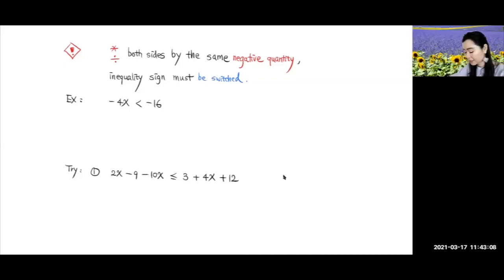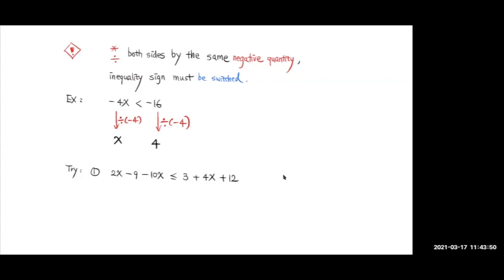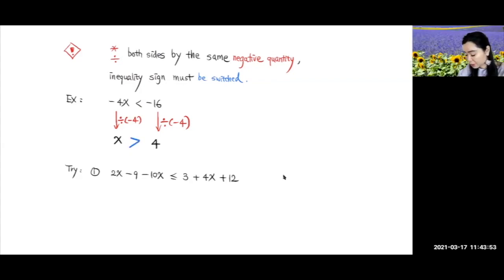Okay, that's good. Now let's use this to solve the first one. Negative 4x less than negative 16. Now to solve for x, just like solving an equation, we're going to divide both sides by negative 4. So on this side, I end up with x. On the other side, I end up with positive 4. What sign should I have over here? Does the inequality sign switch or not? Yes, it switches. So it has to switch the inequality sign.